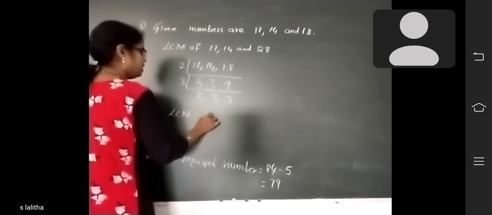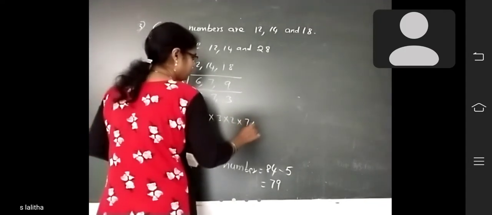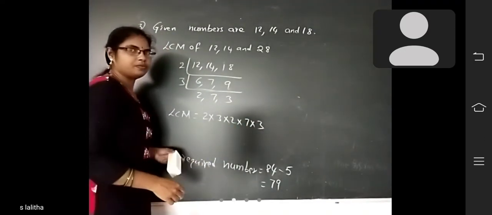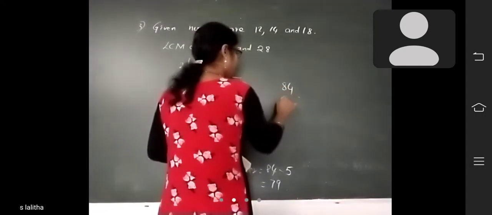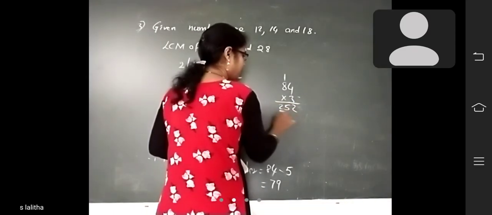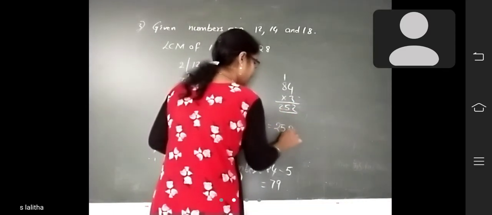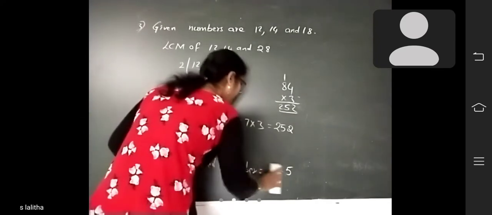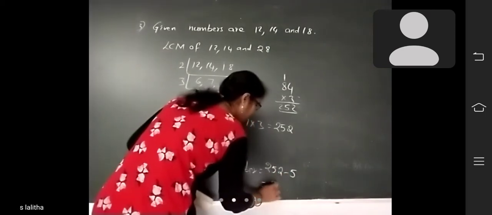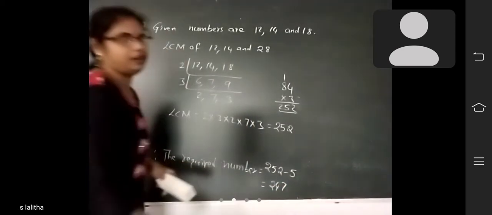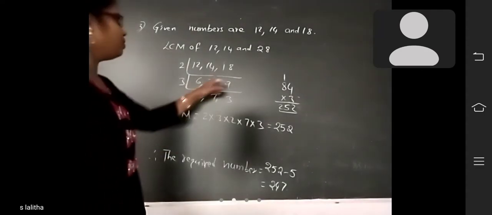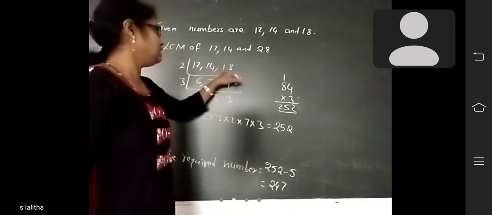LCM equal to 2 into 3 into 2 into 7 into 3. 2 3s 6, 6 2s 12, 12 7s, how much? 12 7s 84 into 3. 3 4s 12. 3 8s 24 plus 1, 25. So 252. Okay, so the required number is 252 minus 5. That means 247. Okay, come on, write. Before I wrote here 28, but it's not 28, it's 18. Okay, come on, write.